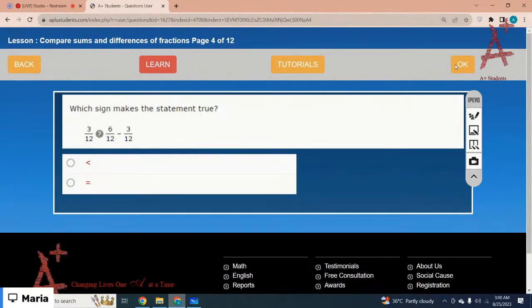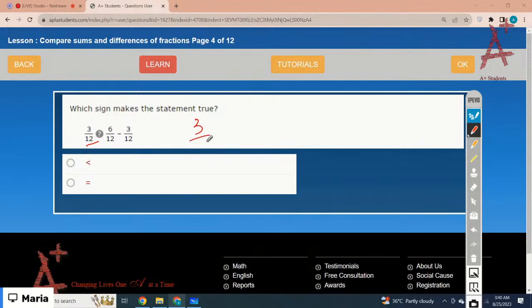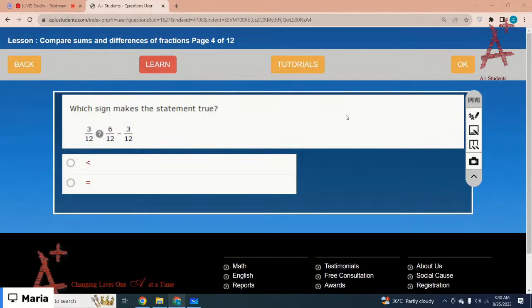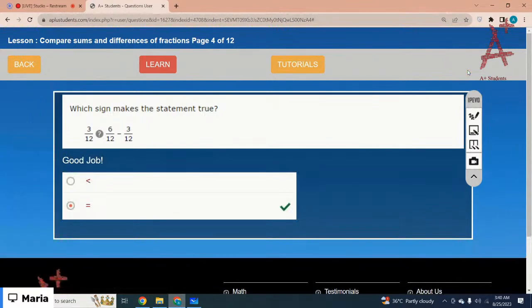Which sign makes the statement true? You have 3 over 12 on this side. And when you solve this, 6 minus 3 is 3 over 12. So they both are exactly equal, right? The correct option is they both are exactly equal.